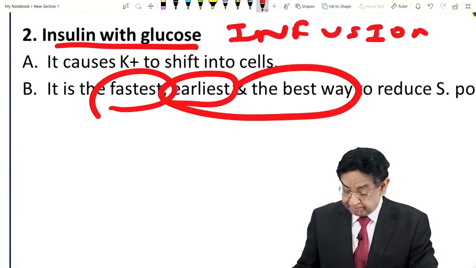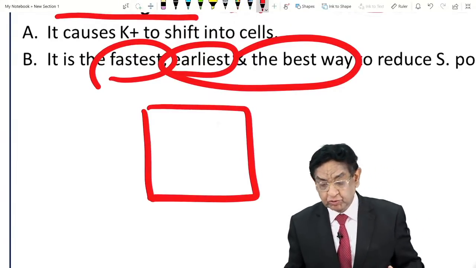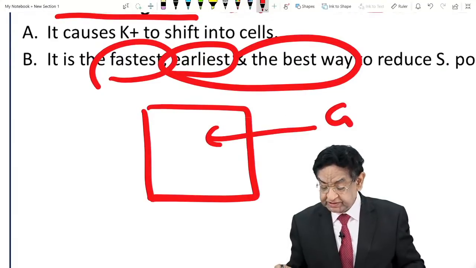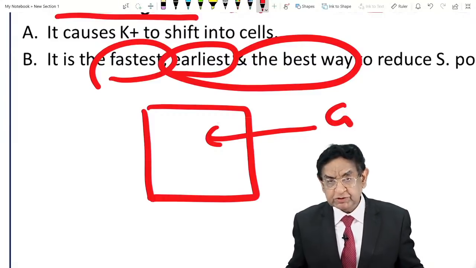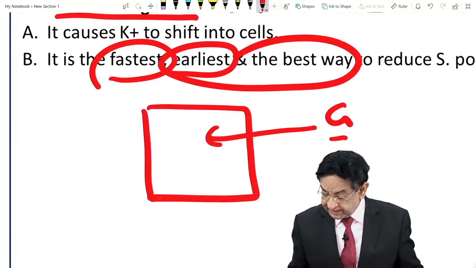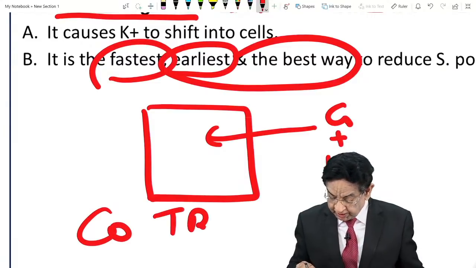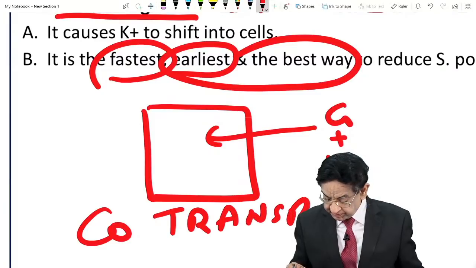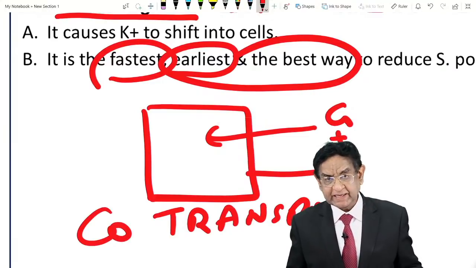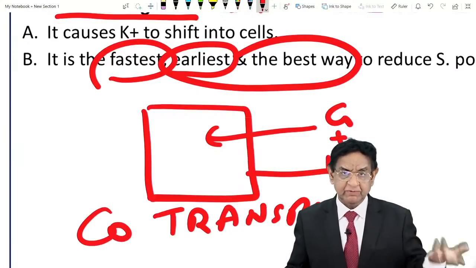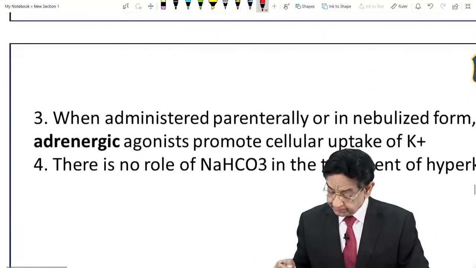What is the basic mechanism? This is the cell and we have given glucose with insulin. Due to insulin, glucose will enter into the cell. And we also know that when glucose enters the cell, it takes potassium as a co-transport. So this way we can reduce the potassium level. So in actual practice, of course, calcium gluconate is given first and after that we give the dextrose insulin drip.